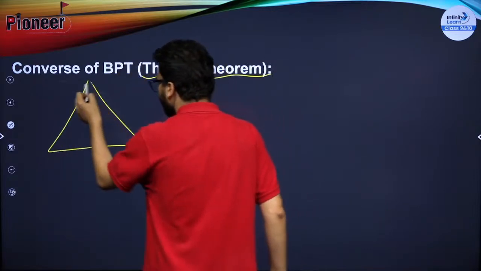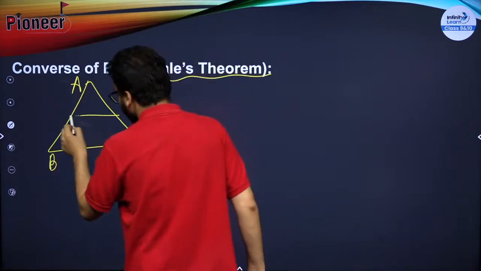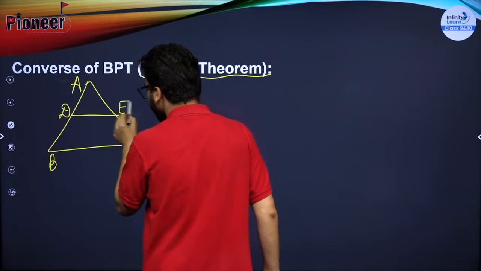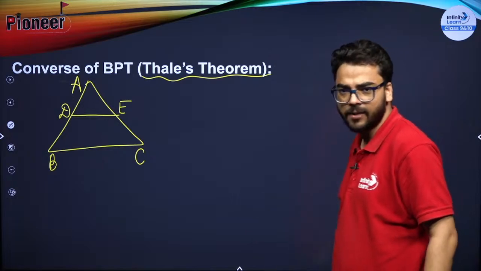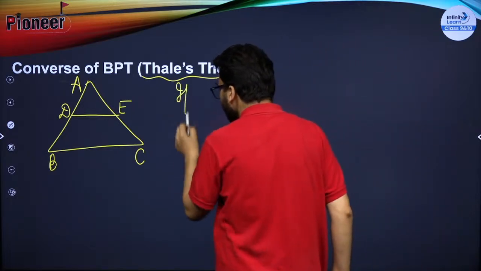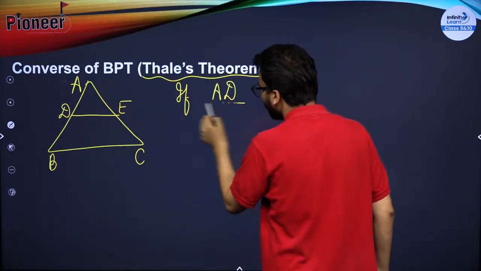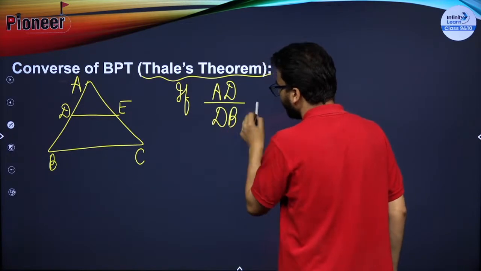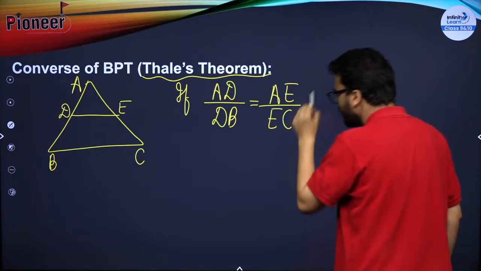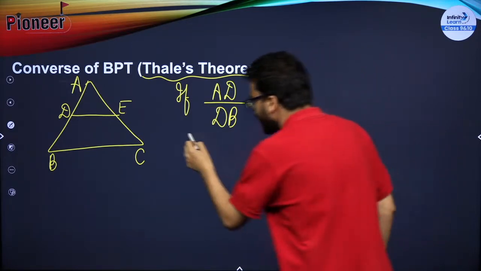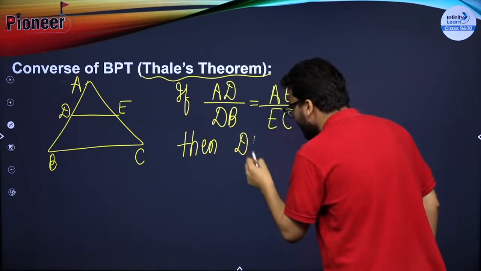What is that, guys? If you have got a triangle ABC and there is a line segment DE which is intersecting AB at D and AC at E, and if it is given that DE is dividing AB and AC in the same ratio, if it is given that AD by DB is equal to AE by EC, if this thing is given to you already, then you can conclude that DE is parallel to BC.